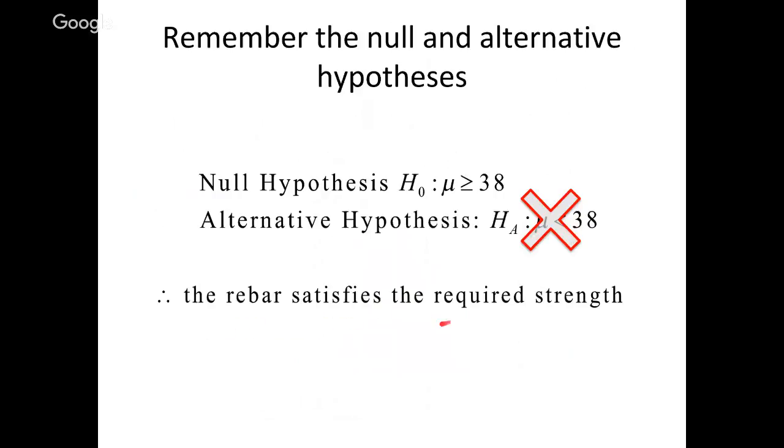And so given that, we would basically say, as an engineer, that the rebar satisfies the required strength, even though the actual measurement that came back was less than 38. So hopefully the distinction is clear between the old days, when you just looked at two numbers and said, oh yeah, they're different or they're the same. Here, when we're doing statistical hypothesis testing, we're a lot more nuanced about exactly what that means.